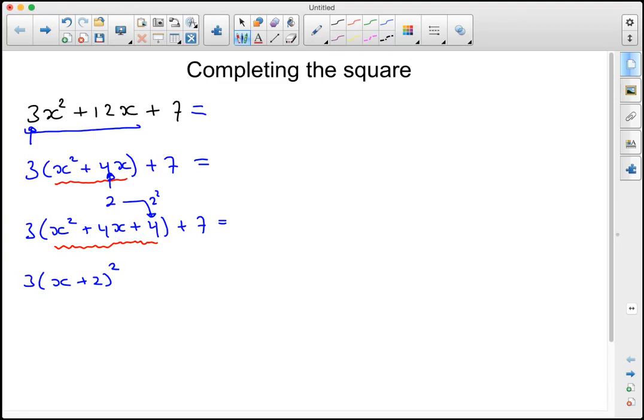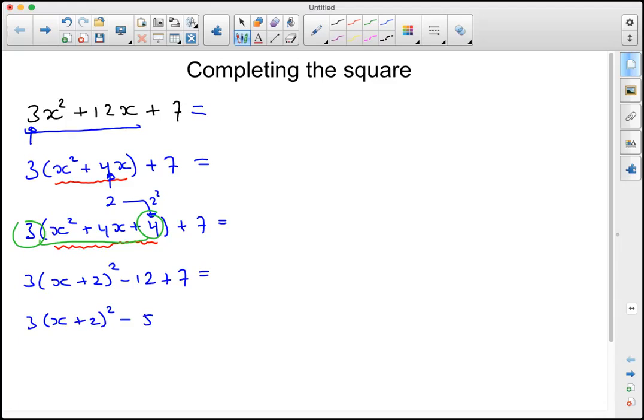Now remember, we did introduce something there that we didn't have before. It's that value of 4 there that we introduced, so we need to take that away. But it's not just the 4. The 4 gets multiplied by this 3 as well. So it's actually 12. 12 too many. So we're going to take 12 away. Then add 7, because we already had that. Bring these together and we have 3 times x plus 2 squared, take 5.